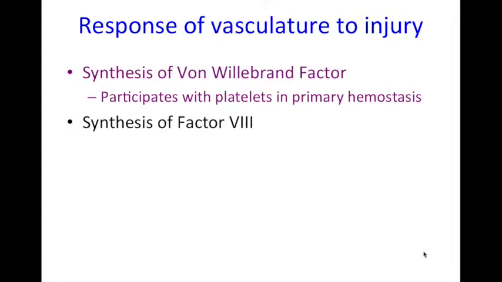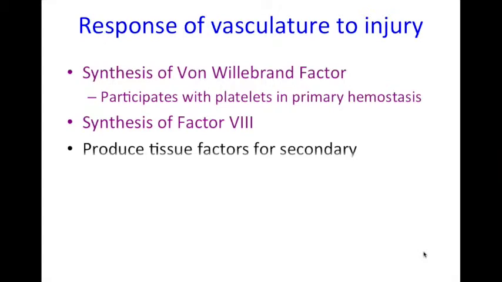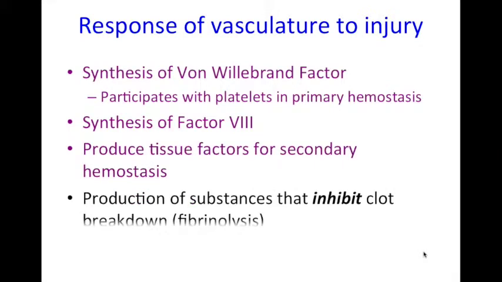So what does the vasculature do in response to an injury? For one thing, it synthesizes von Willebrand factor, which participates with the platelets in primary hemostasis. It also synthesizes factor VIII. It produces tissue factors for secondary hemostasis, which you saw in the last slide. And it produces substances also that inhibit clot breakdown, fibrinolysis.